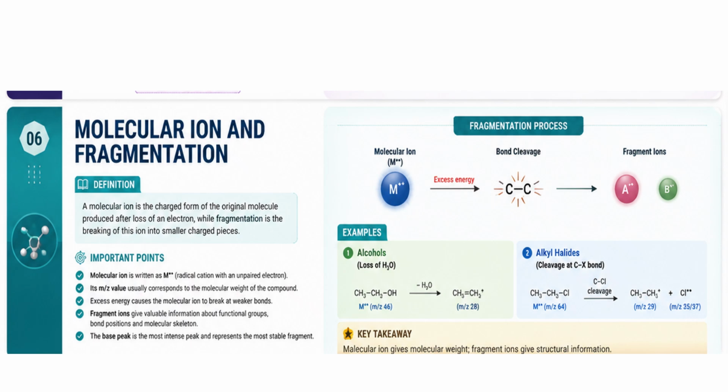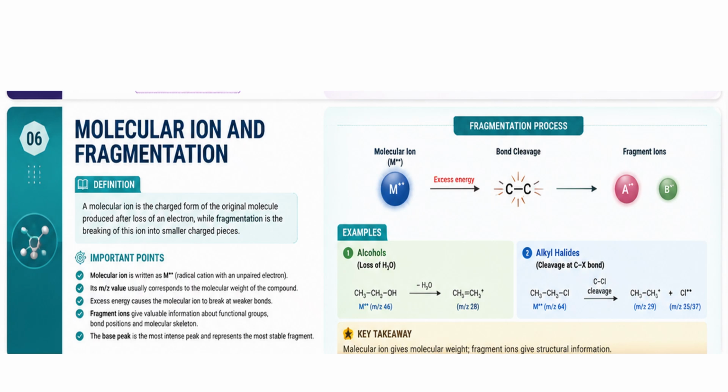After formation, the molecular ion may contain excess energy. Because of this extra energy, it can break at weaker bonds. This breaking process is called fragmentation. During fragmentation, the molecular ion breaks into smaller charged pieces called fragment ions. These fragment ions are very important because they give information about functional groups, bond positions, and the molecular skeleton.